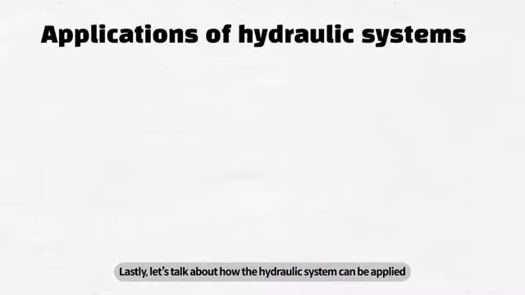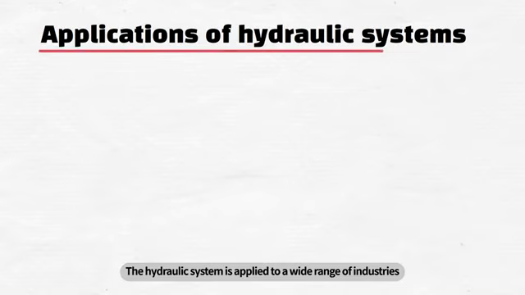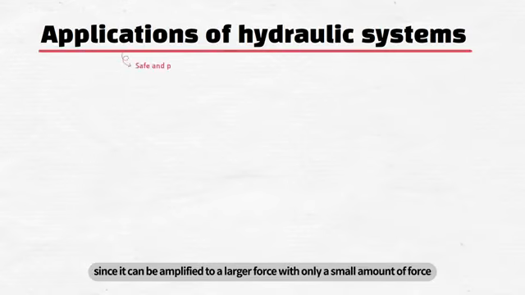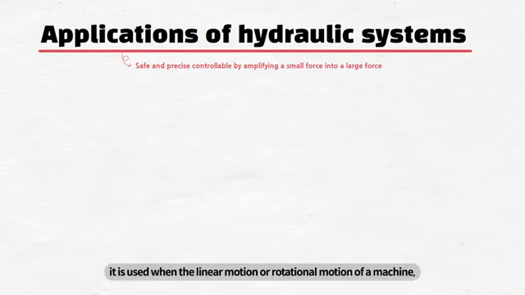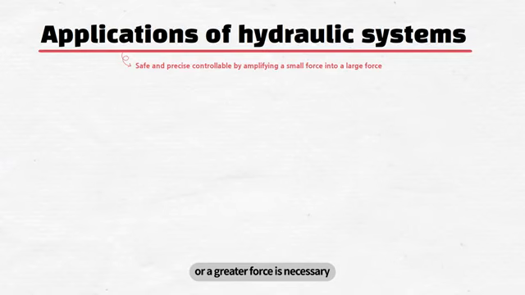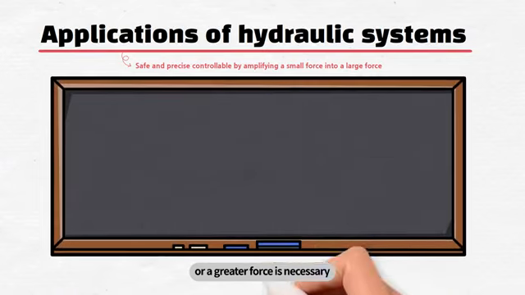Lastly, let's talk about how the hydraulic system can be applied. The hydraulic system is applied to a wide range of industries since it can be amplified to a larger force with only a small amount of force, and safe yet precise control is available. Typically, it is used when the linear motion or rotational motion of a machine or a greater force is necessary.